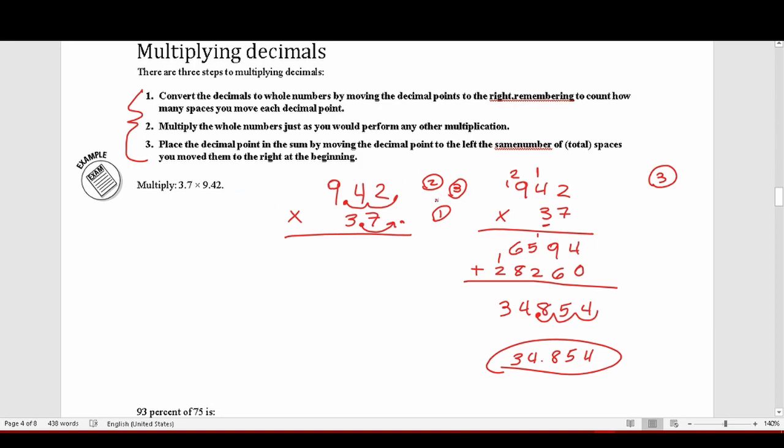Okay, again, make both decimals whole numbers. Keep track of how many decimal places you moved. Multiply the whole numbers and add those decimals back in at the end.